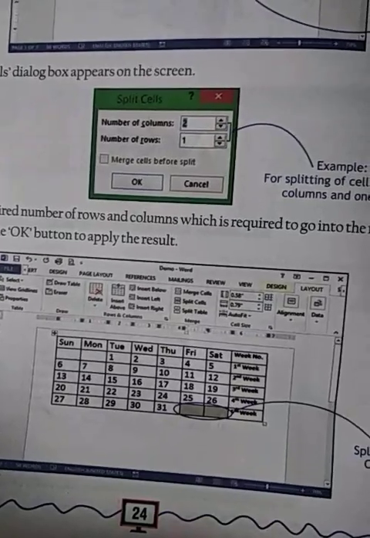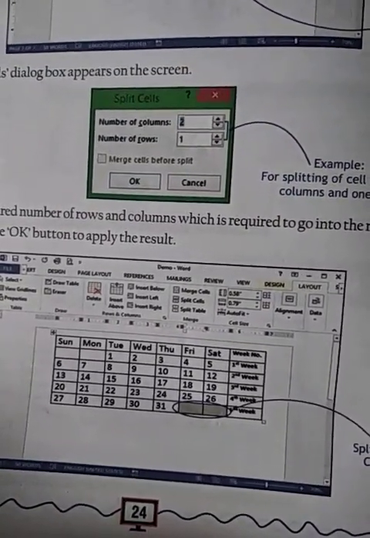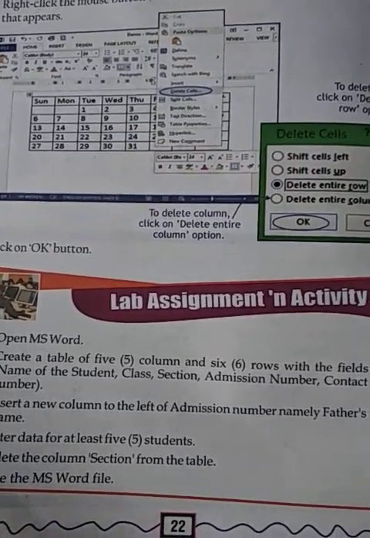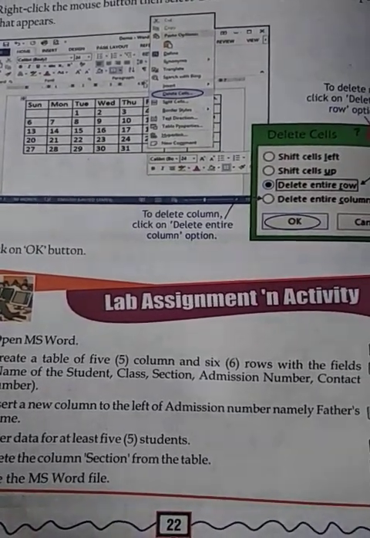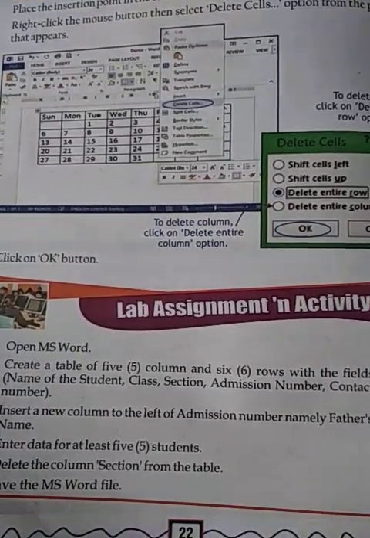So in today's chapter we learned how to merge cells and how to split cells in a table in MS Word. We also learned how to delete rows and columns. Hope you have understood the chapter well.